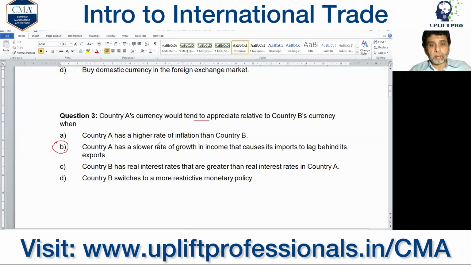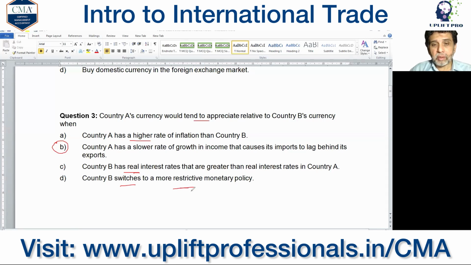So B is the right answer. If A has a higher inflation rate, A will depreciate, not appreciate. If B has real interest rates higher than country A, then B's currency will appreciate and A's currency will depreciate, because people will invest in a country with higher interest rates. If B switches to a more restrictive monetary policy, B's currency would appreciate as compared to A.